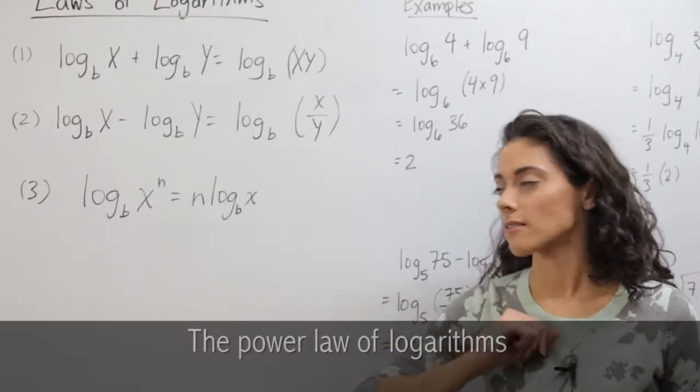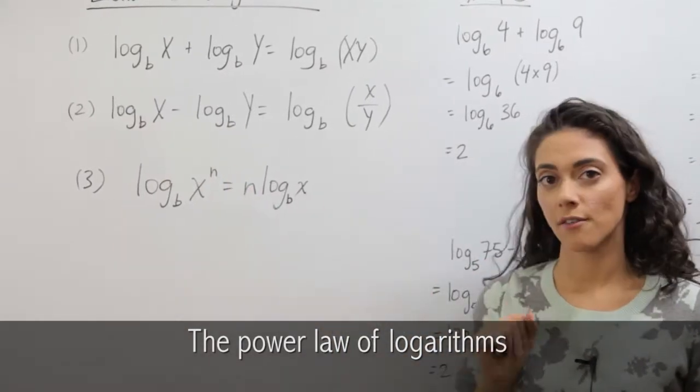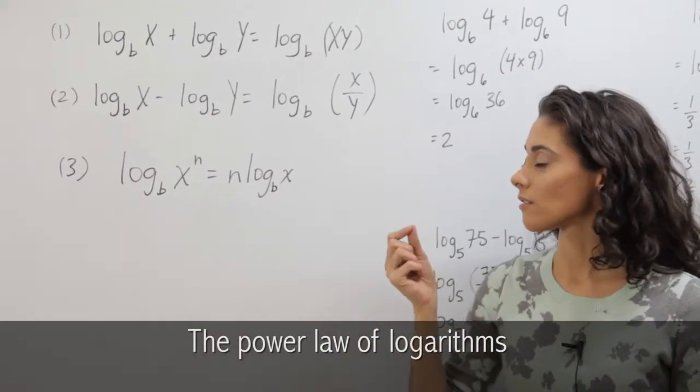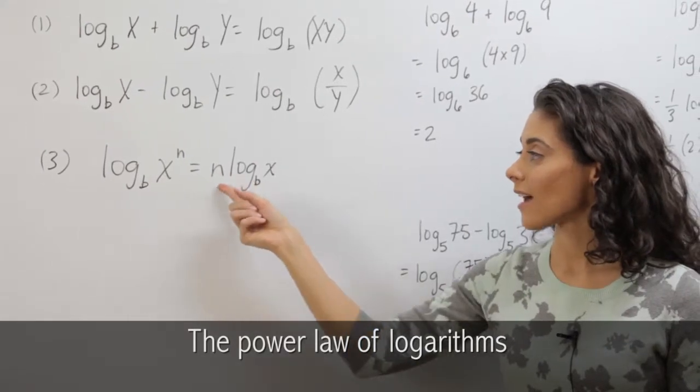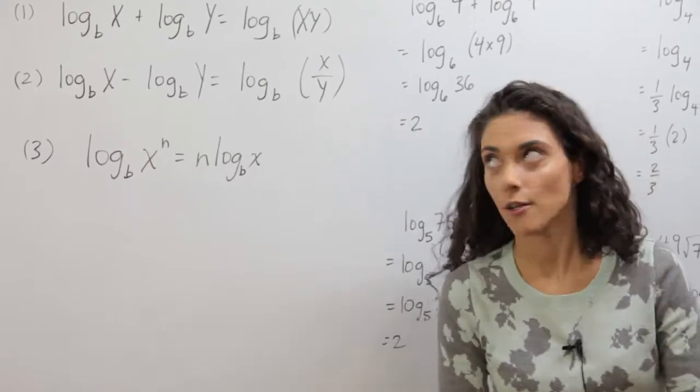This third property says that when you take log of something with an exponent, we can just drop the exponent down in front and turn it into multiplication. This says log base b of x times n, which used to be the exponent up here. So let's see how these can be useful when we're evaluating.